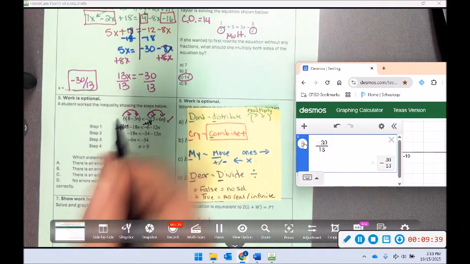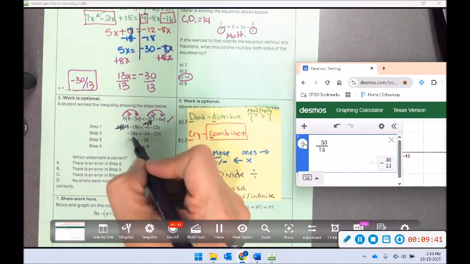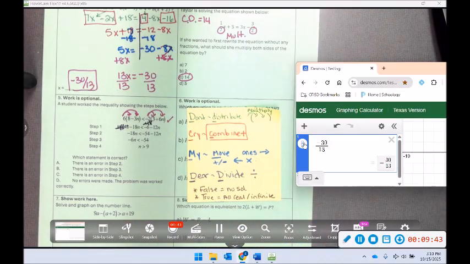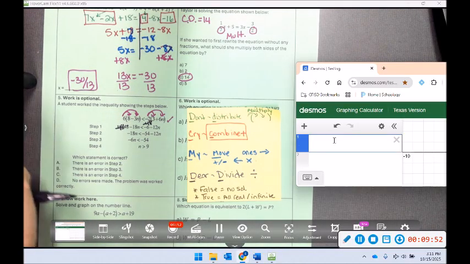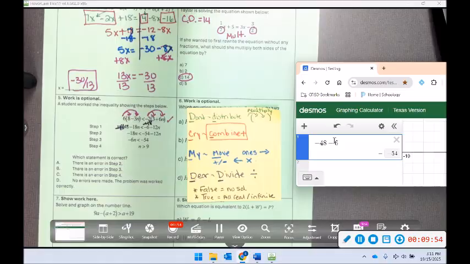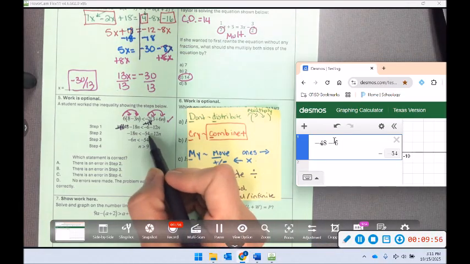These two 48s are going to cancel. So I'm going to bring down my -18y. And then I'm going to type in -48 minus 6. Oops, I didn't type it. -48 minus 6, and we get -54. That's exactly what they got.